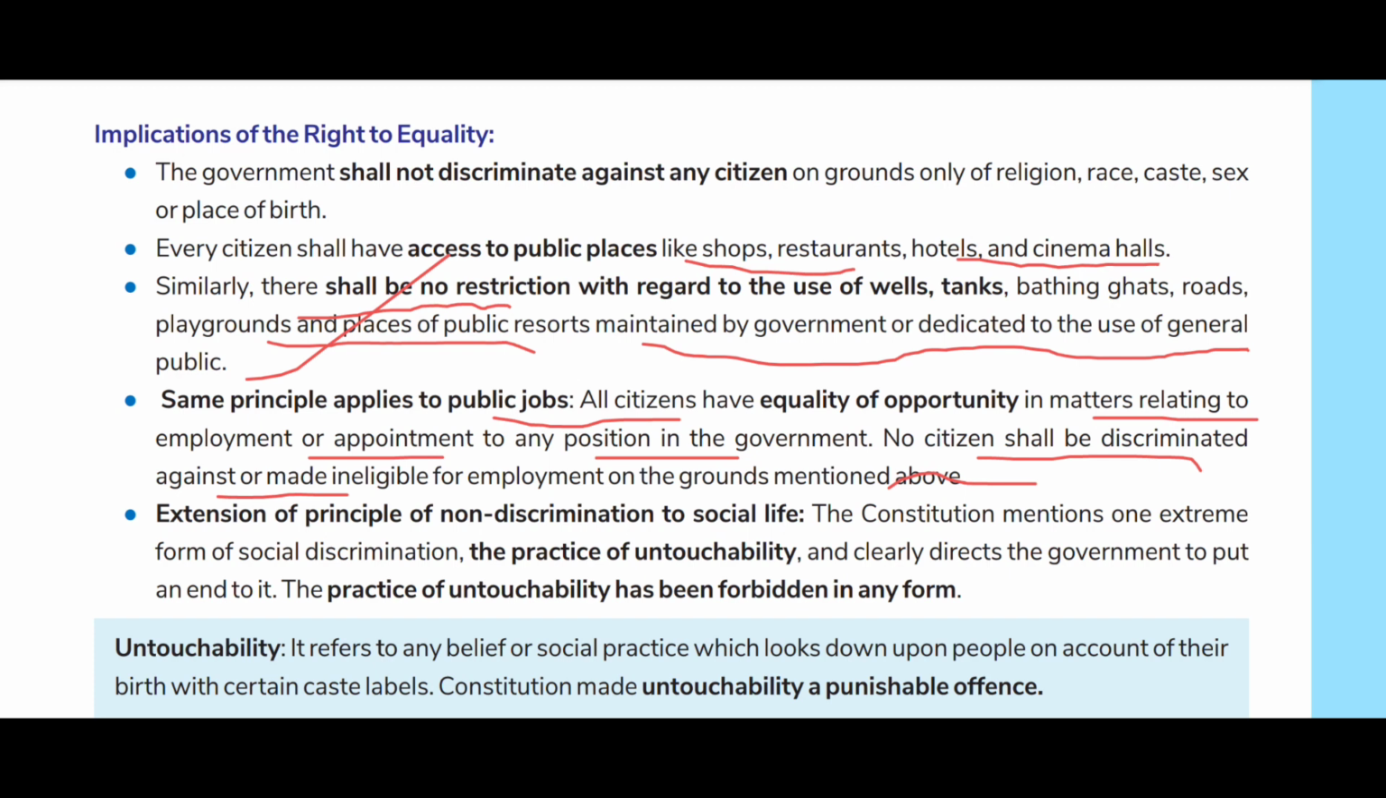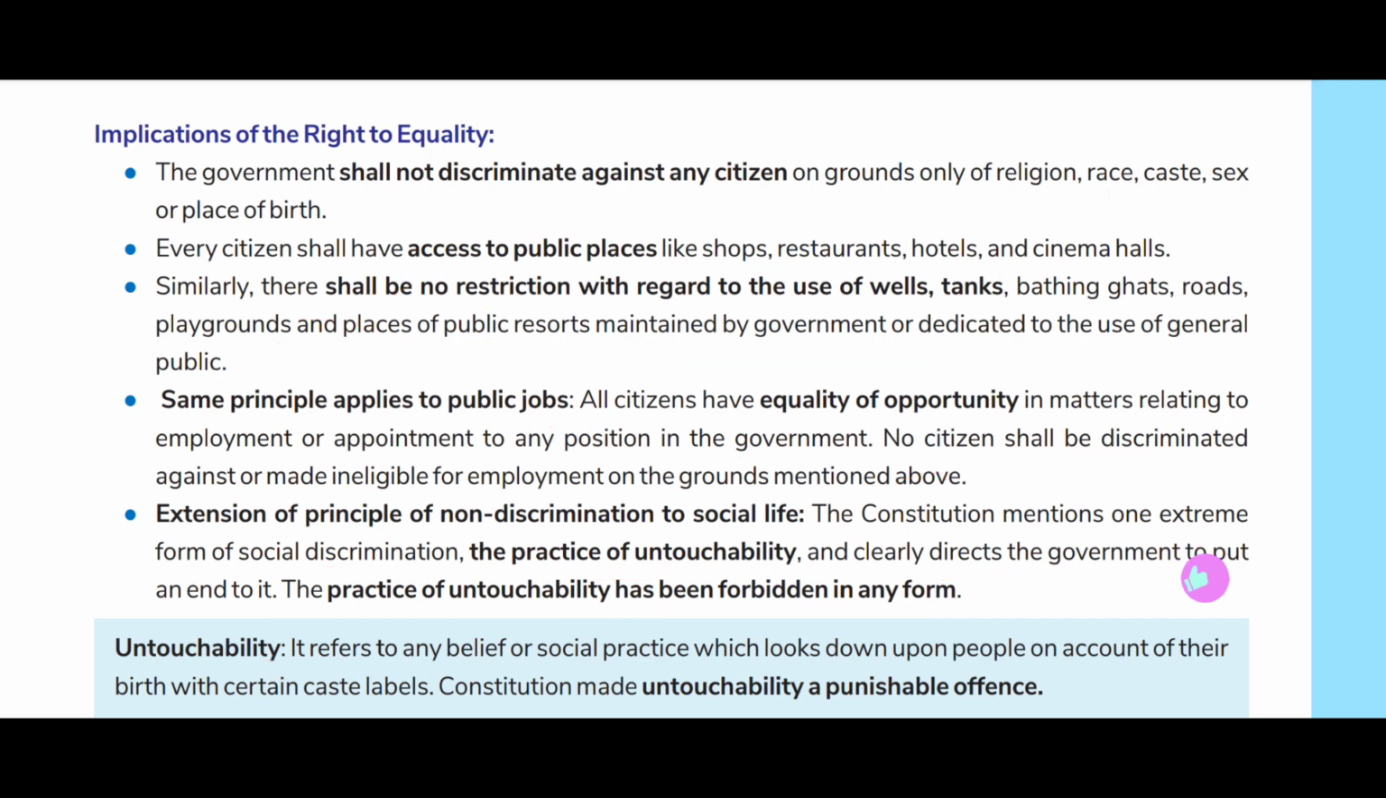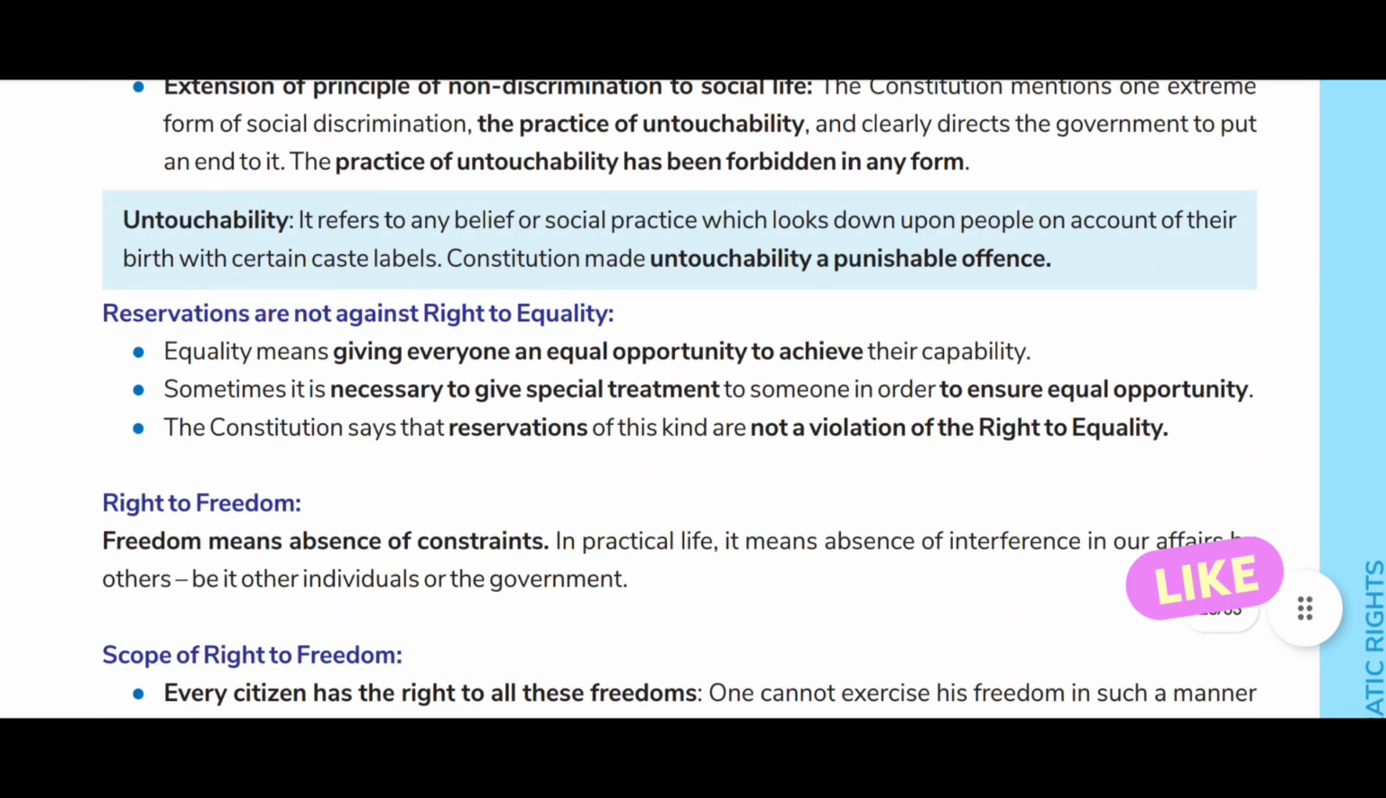Extension of the principle of non-discrimination to social life. The Constitution mentions one extreme form of social discrimination, the practice of untouchability, and clearly directs the government to put an end to it. The practice of untouchability has been forbidden in any form. Untouchability refers to any belief or social practice which looks down upon people on account of their birth with certain caste labels. The Constitution made untouchability a punishable offense.